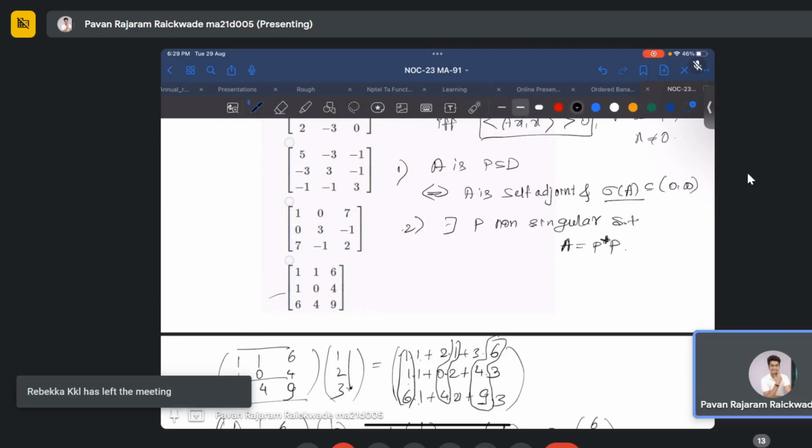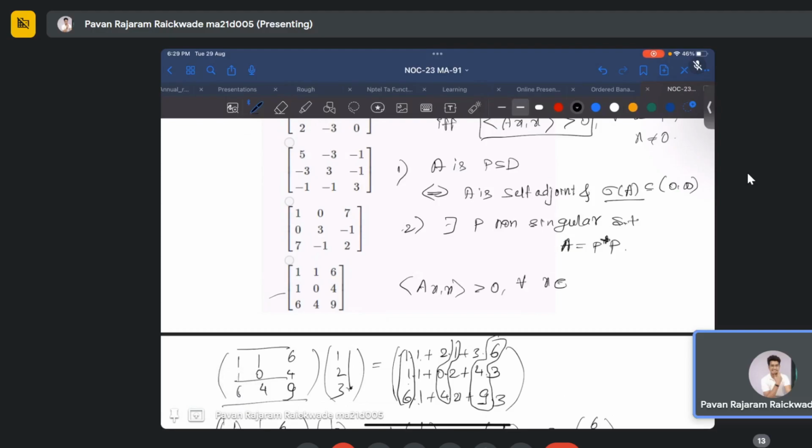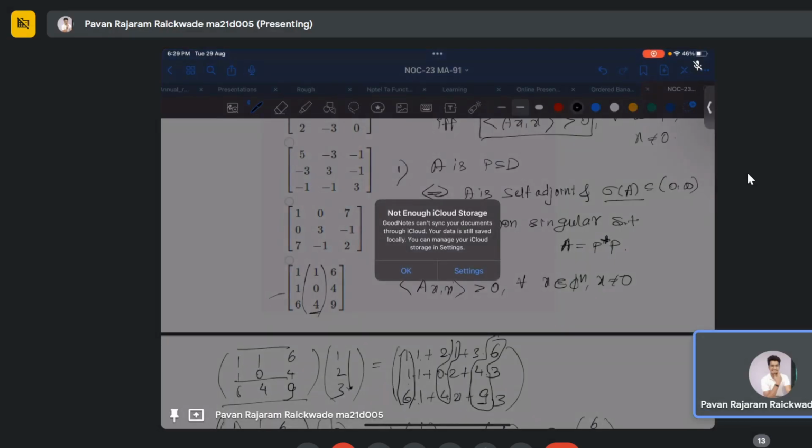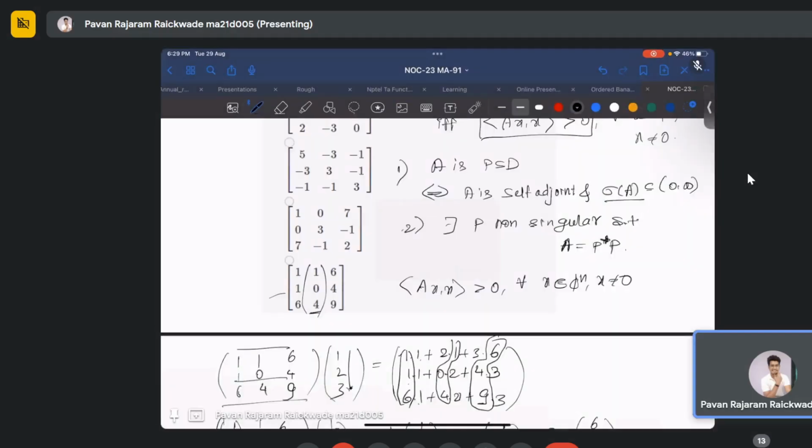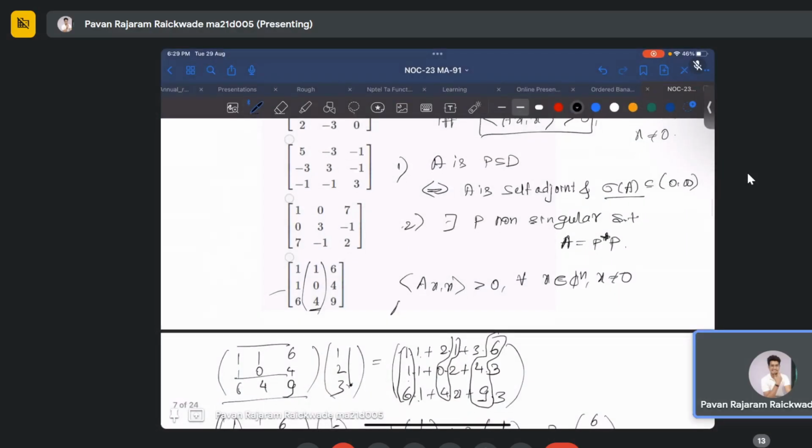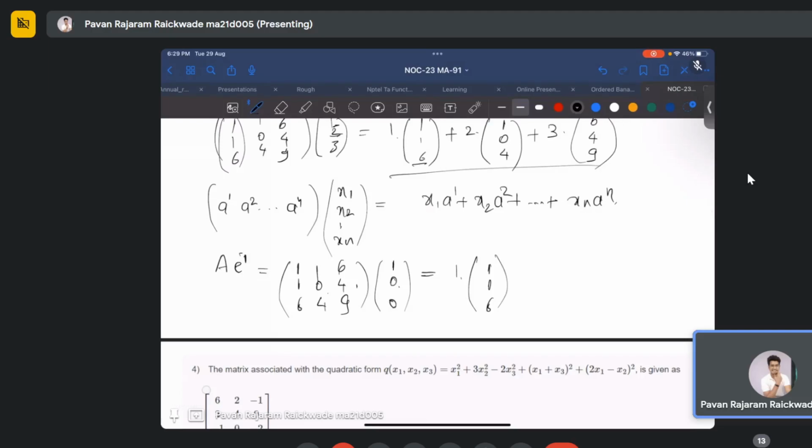What we want is the inner product of Ax with x to be strictly greater than 0 for all non-zero x. But if you observe, the second row in this column is 0. That means if I now compute A E2, what do I get? The second column, by this logic again. If I do A E2 here, I get 0, 1, 0, that means 0 times the first column plus 1 times the second column.